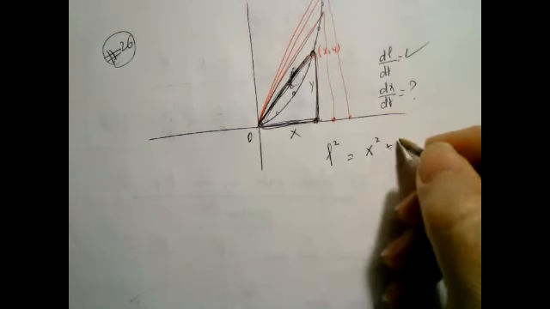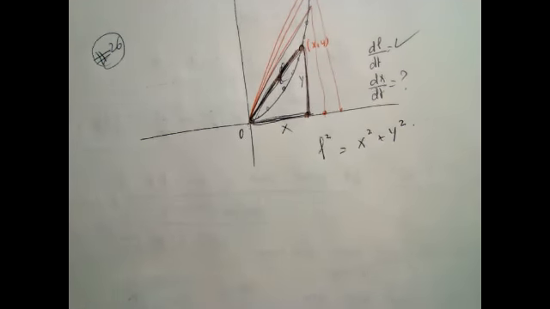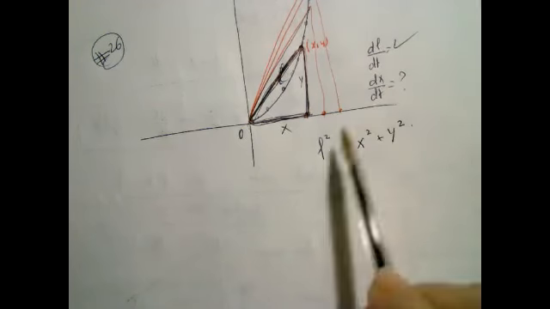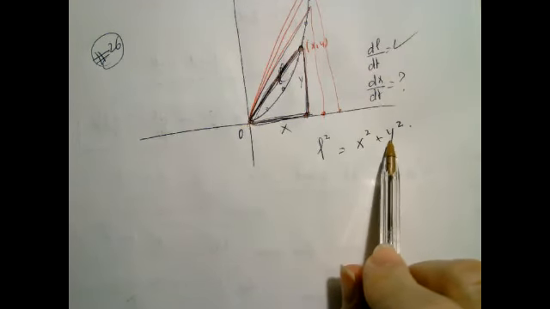Pythagorean, to the rescue. Absolutely. Very good. But I have dL/dt. I want dx/dt. But there is this y staring at me. Can I get rid of this y?